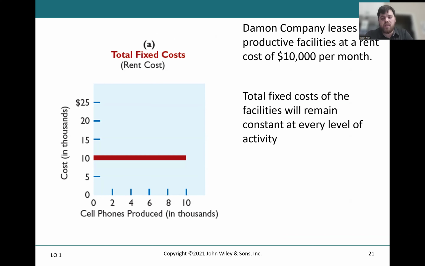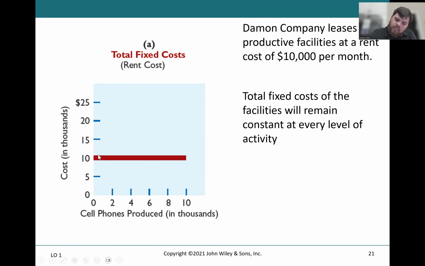Damon Company leases its facilities. Rent is $10,000 a month. But notice, regardless of my production level, my fixed cost in total, in this case rent, is not changing. Another key point, similar to what I talked about on the variable cost in total graph, is notice where we intersect the y-axis. It is not at 0. In this case, it intersects at the fixed cost, meaning when I look at a total cost graph, the distance that I am above 0, 0 will show me what I actually have as my fixed cost.